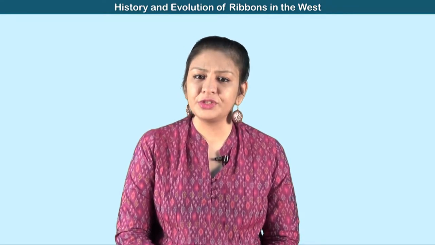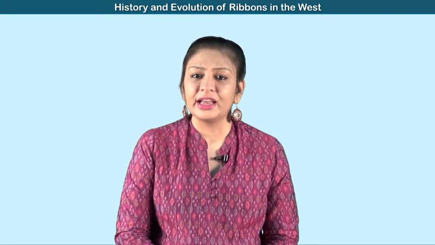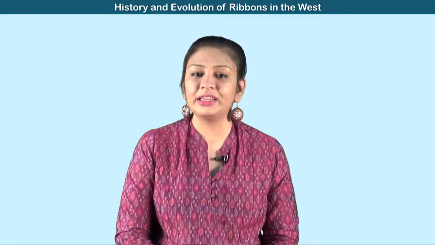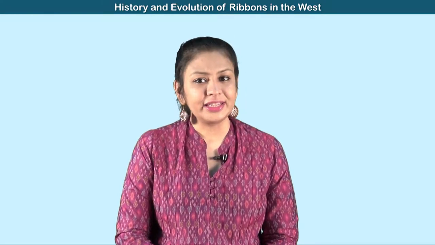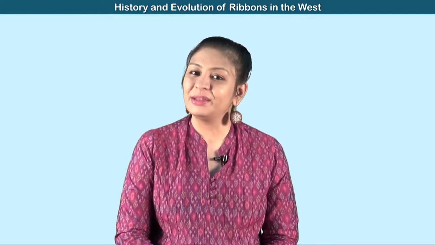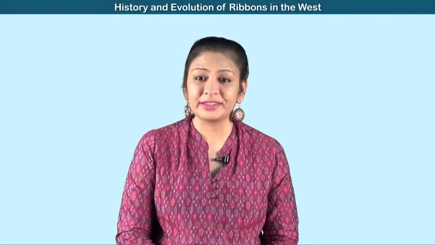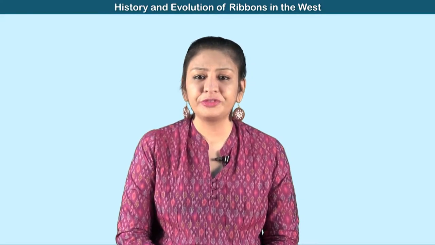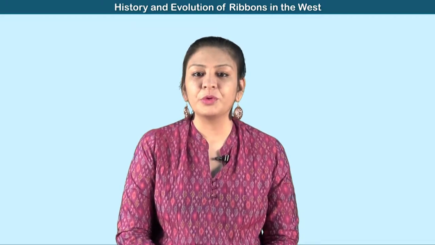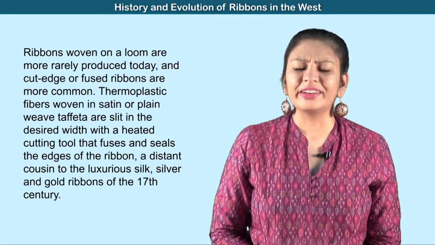For most of the 19th century, bonnets were the headgear of choice, in styles that varied from plain to heavily ornamented, with ribbons and with frills. The 20th century continued to see use of ribbon in apparel, particularly in the booming kids' wear segment. Frocks for girls were adorned with ribbons. However, with the passage of time, ribbons have become relegated to crafts and home furnishing, moving away from apparel and accessories. Ribbons woven on a loom are rarely produced today.